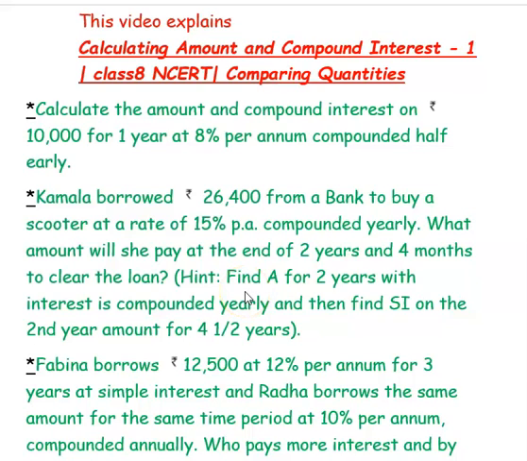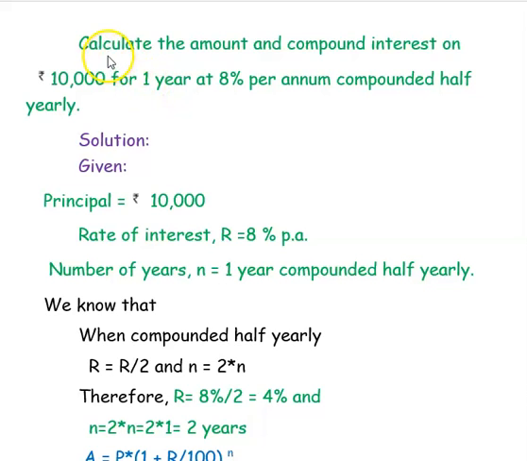In this video, we are going to see a few examples on how to calculate the amount and compound interest based on various criteria given. Let's see the first example. Calculate the amount and compound interest on rupees 10,000 for 1 year at 8% per annum compounded half yearly. Okay, solution. Let's see the given first.